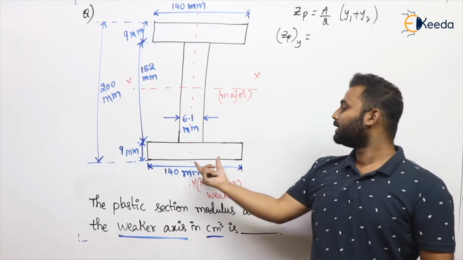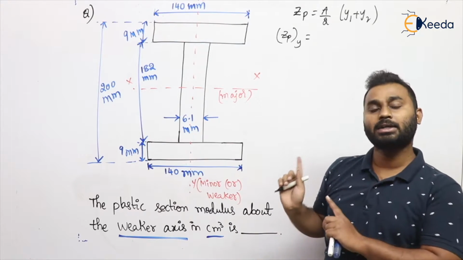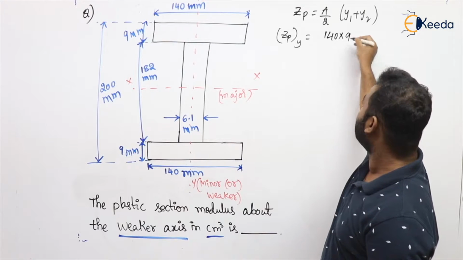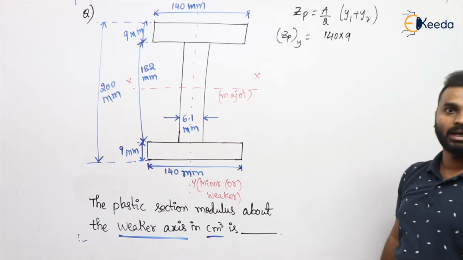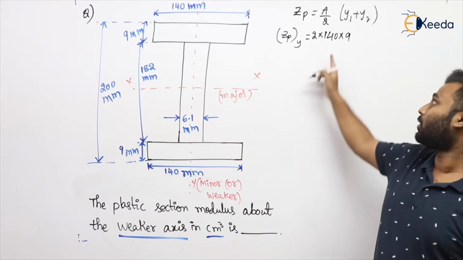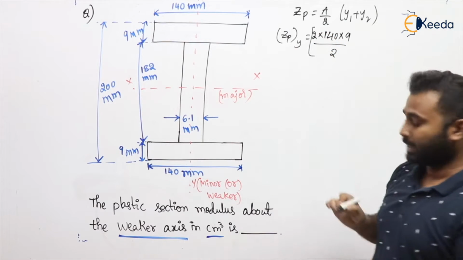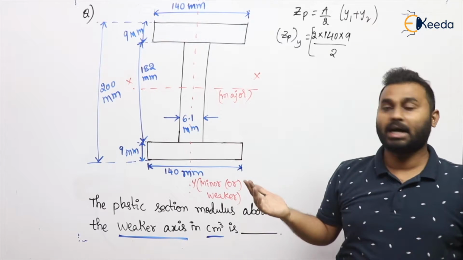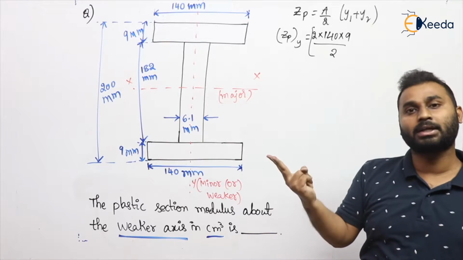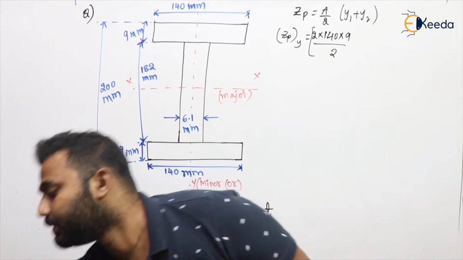So first let me consider the horizontal rectangles. Two horizontal rectangles are there. What is the area of each horizontal rectangle? That is 140 into 9. Clear, everyone? So the total area is into 2, the total area of the horizontal rectangles, divided by 2. So that is A by 2. As I mentioned, I am going to use this formula separately for the horizontal rectangles and the vertical rectangle. Two horizontal rectangles and one vertical rectangle are present in this particular diagram.